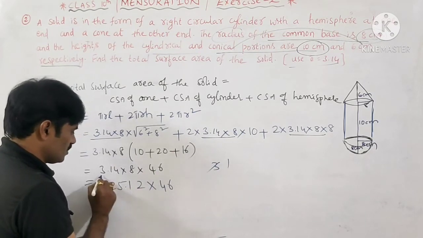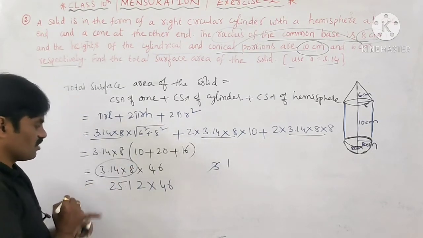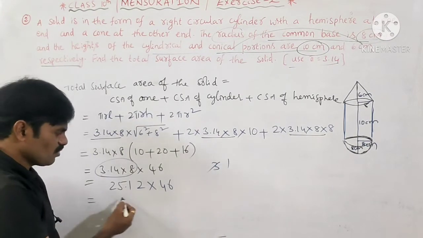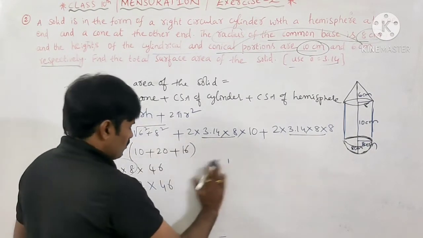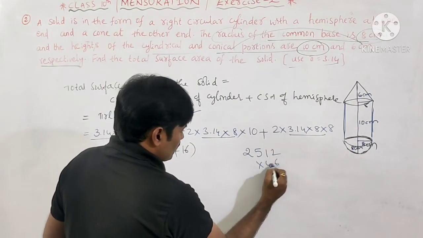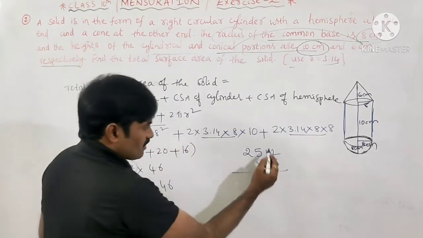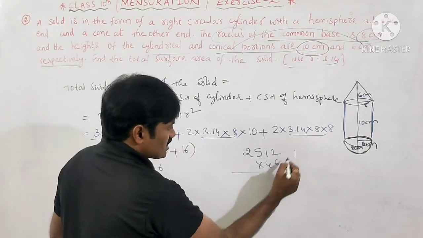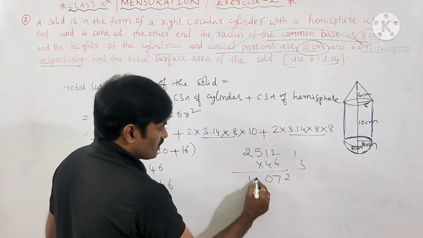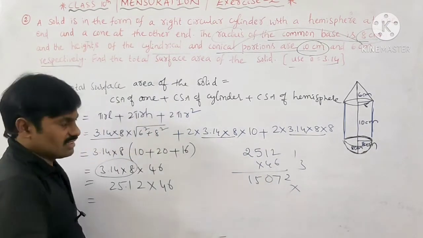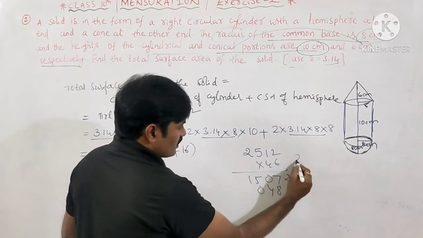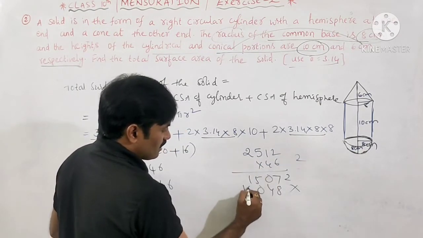46. The product of these two is 25.12 into 46. Now multiply by 46. Okay, how? See, first take the product without the decimal point like this. So 46: 6 2s are 12, 6 1s are 6 plus 1 is 7, 6 5s are 30, 6 2s are 12 plus 3 is 15. Okay, clear? Now 4 2s are 8, 4 1s are 4, 4 5s are 20, 4 2s are 8 plus 2 is 10.